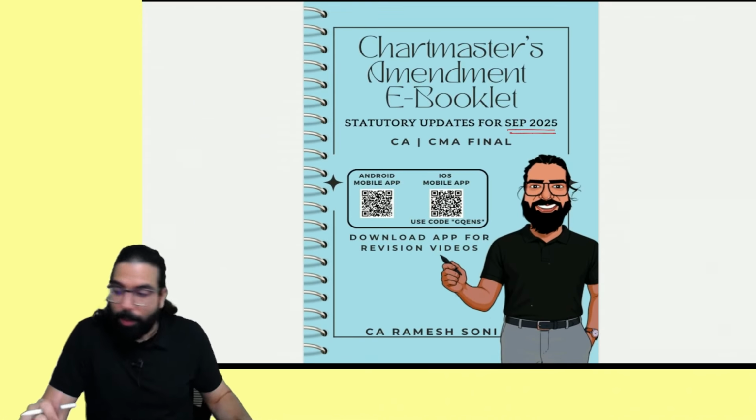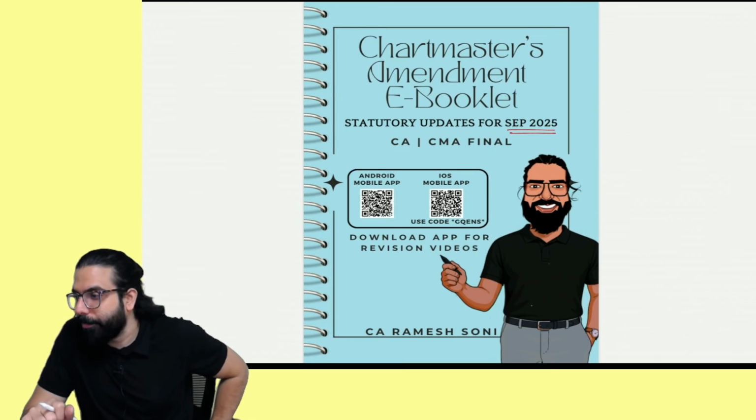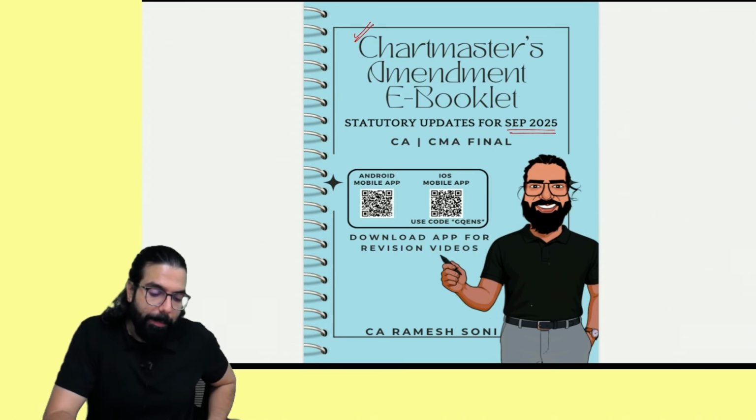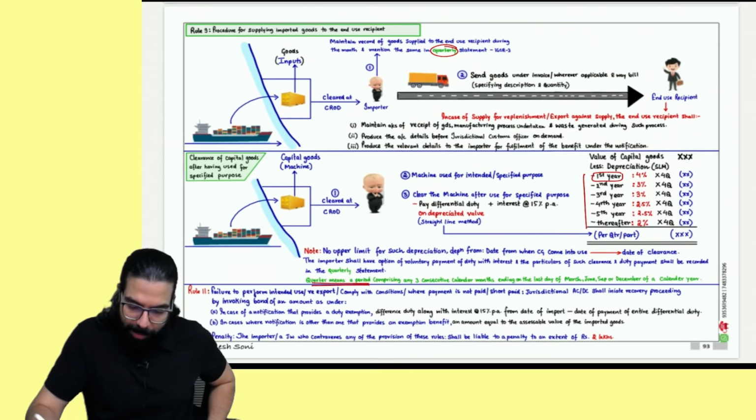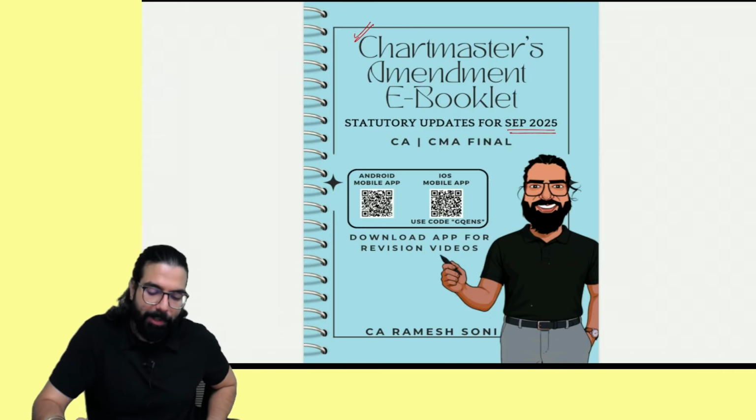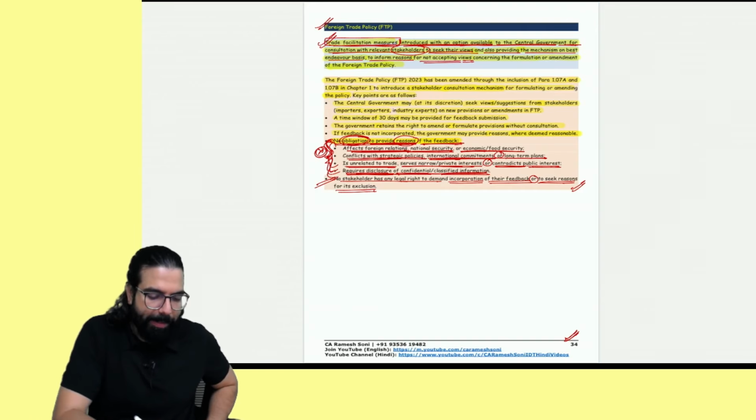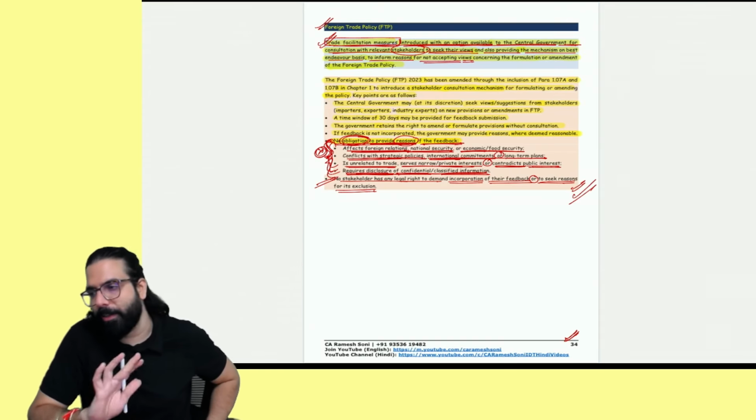Listen. Okay. This is the amendment booklet and the amendment chart, amended charts also over here. For foreign trade policy, there is no amendment chart. For foreign trade policy, only this one page I have gone ahead and given a summary. Please read this and go.